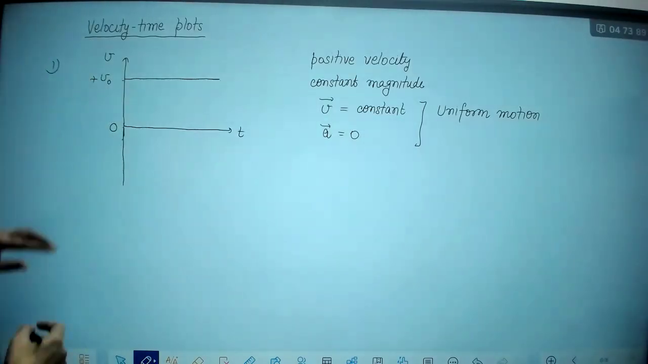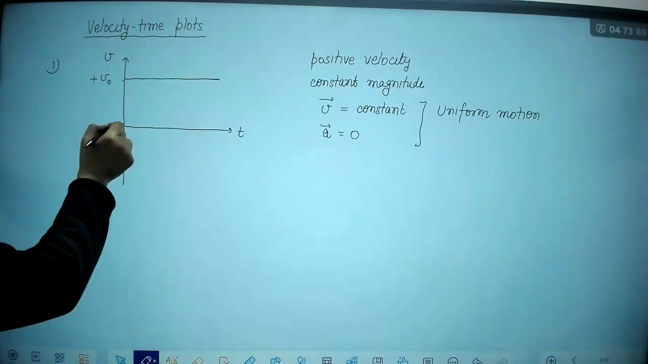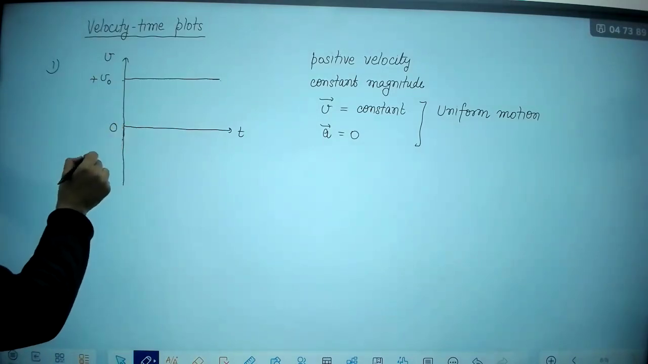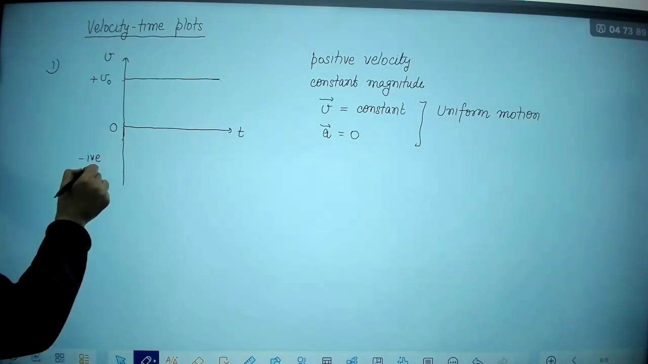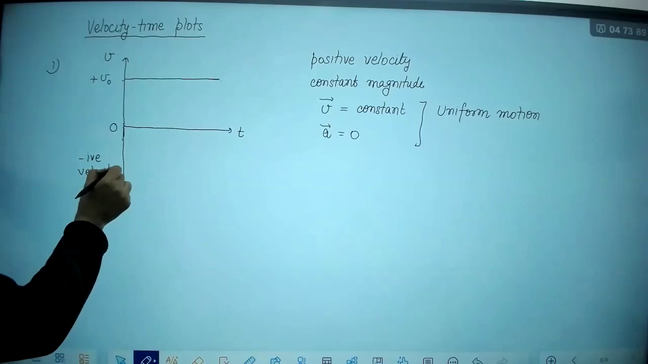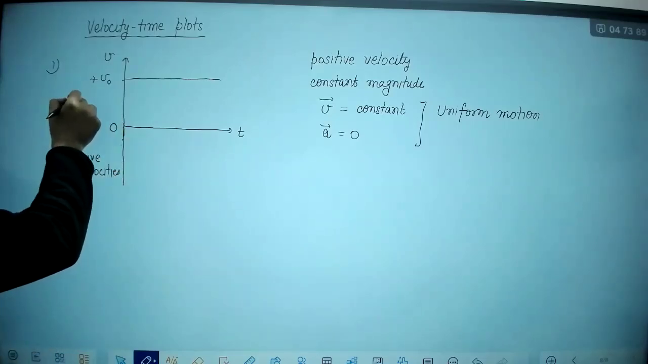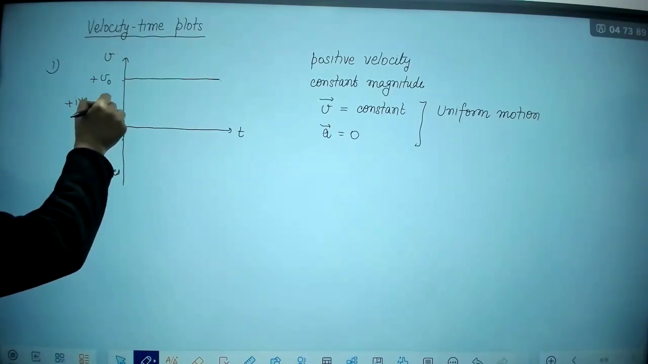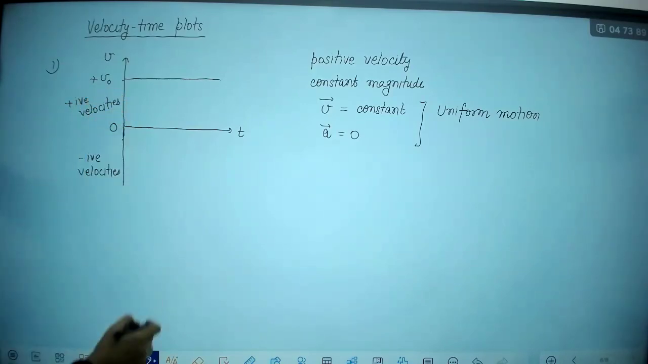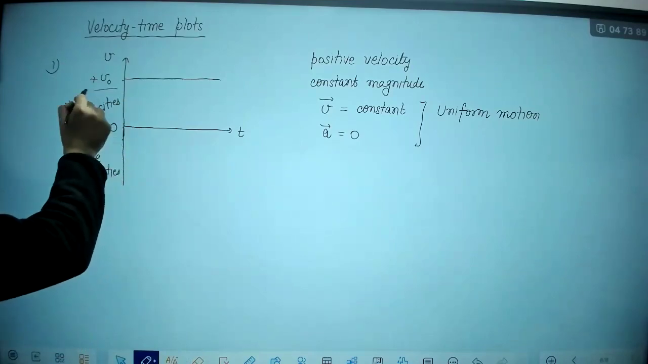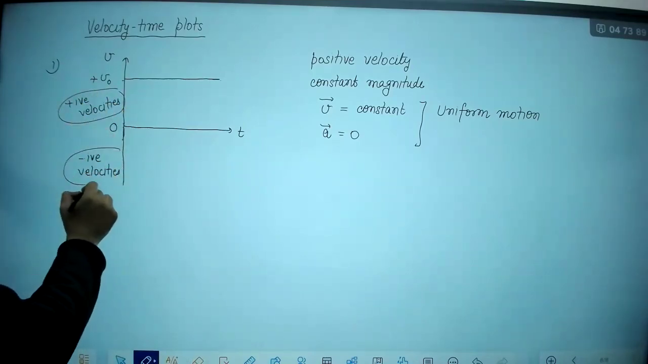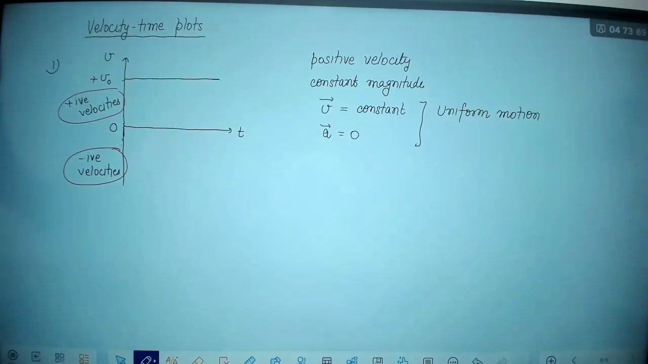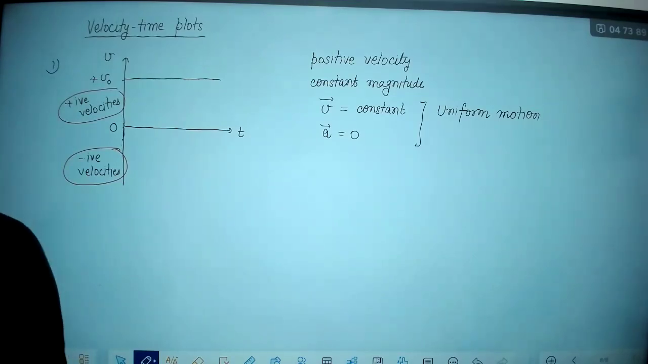One thing you have to remember: here you are having positive velocity, and below this line there will be negative velocities. On and above this line, they will all be positive velocities. So keep this in mind always. This is positive velocities, this is negative velocities. Okay? In this way, you can remember. This is the first graph.